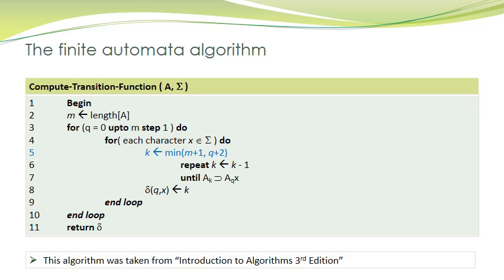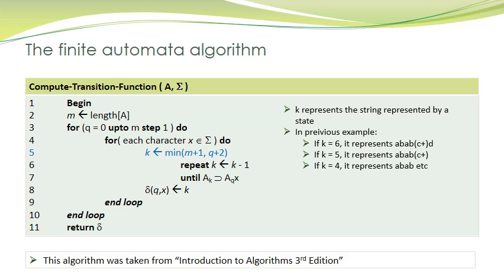It will become clear later that we want k to start off as the smaller of m or q plus 1. However, k is immediately decremented by 1 in line 6, so we use m plus 1 and q plus 2. So what k represents is the string represented by a state. So in the previous example, if k was 6, it represents AB, ABC plus D. If it was 5, AB, ABC plus, etc. Another way of looking at this is that k represents the first k characters of A, the regular expression we are using.